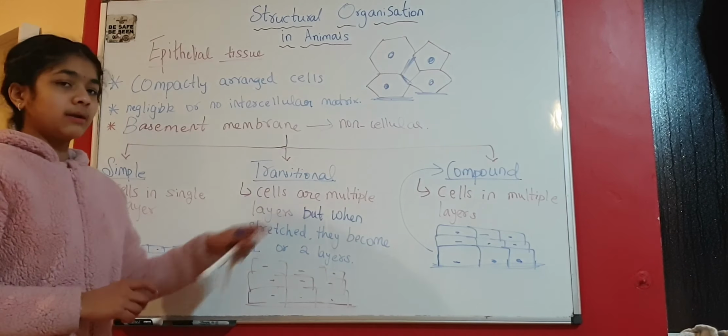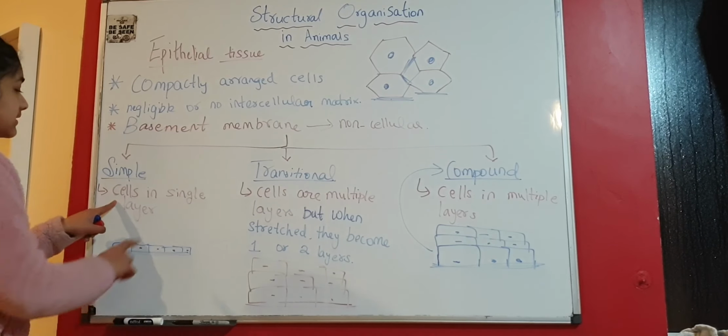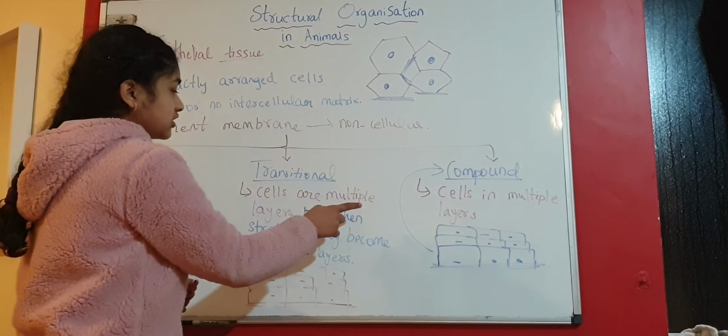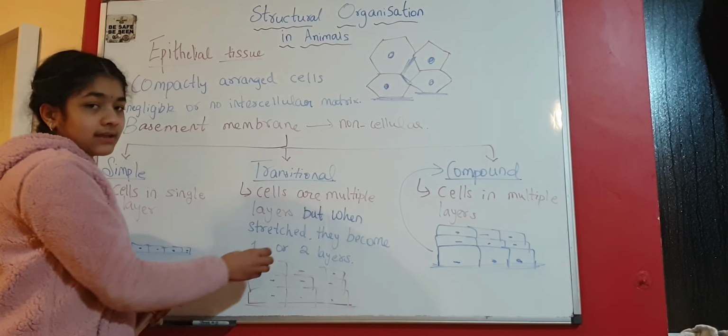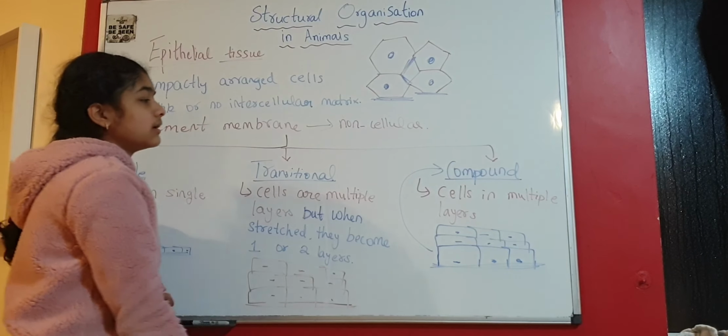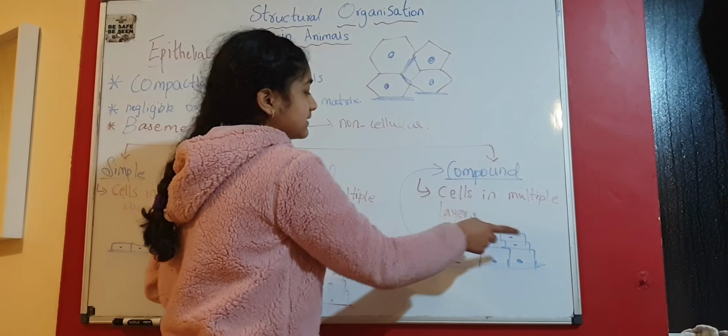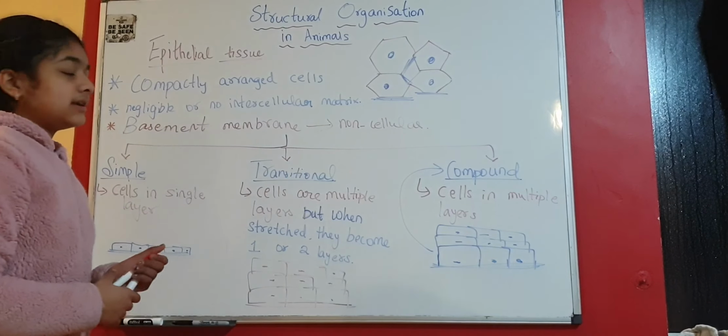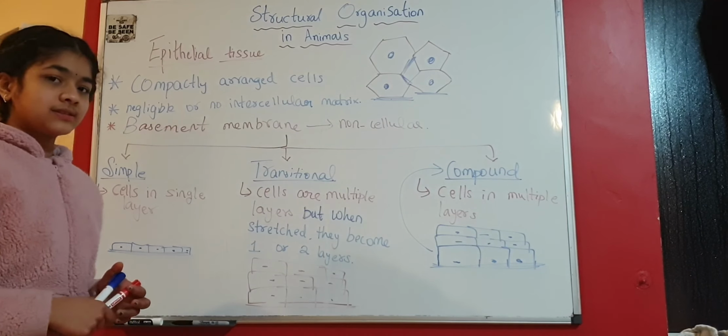Here we have cells in multiple layers. Simple epithelium, cells in single layers. Transitional, cells are in multiple layers, but when they are stretched, they become 1 or 2 layers. Compound epithelium, here cells are in multiple layers. And tissue means a group of cells performing similar functions.